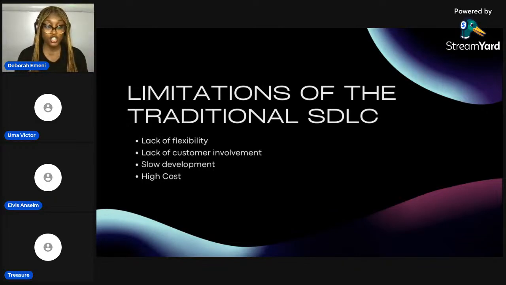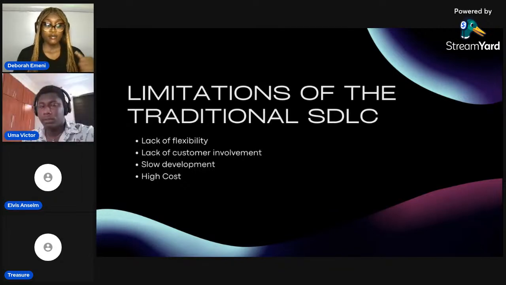So the next limitation is lack of customer involvement. In building a product that will be consumed by people, it's very important to involve customers in the software development process to ensure that the product meets the customer's needs, right? I mean, what's the aim of a product that customers don't find useful, right? So that's very important. The traditional software development lifecycle lacks that. Customers are not involved in the software development lifecycle process, which is a red flag, basically.